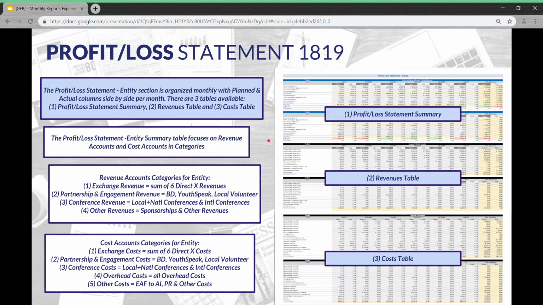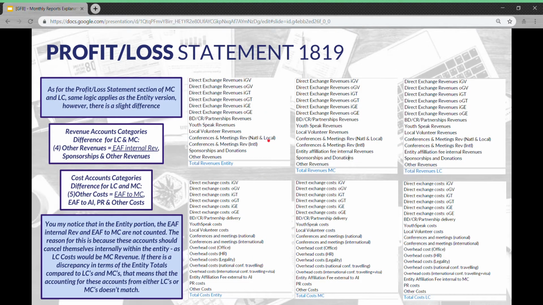Other costs is EAF to AI, PR, and other costs. Now, this is for the profit loss statement entity summary. Now, how will the MC and LC version go?